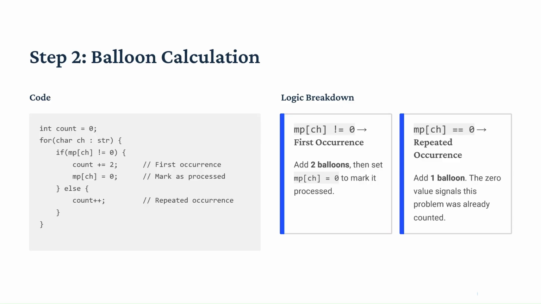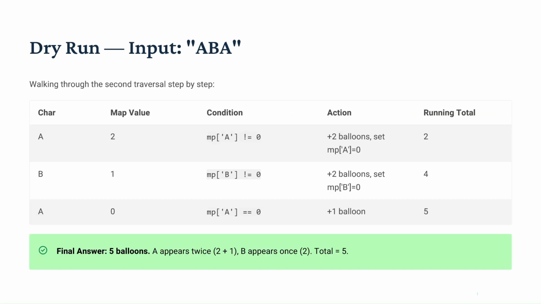Now, for the balloon calculation, we traverse the string again. If the map value for a character is not 0, it means this is the first time we are processing that problem. So we add two balloons and now set its value to 0. If the value is already 0, then the problem has been processed before, so we add only one balloon. This simple logic correctly handles both first and repeated occurrences.